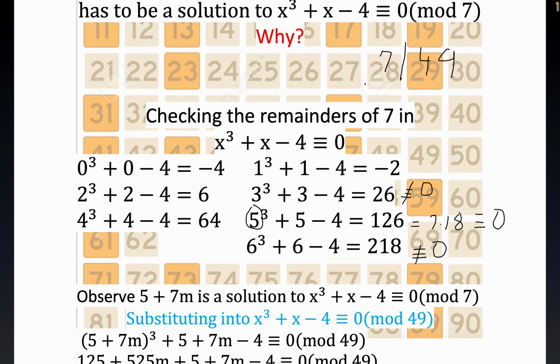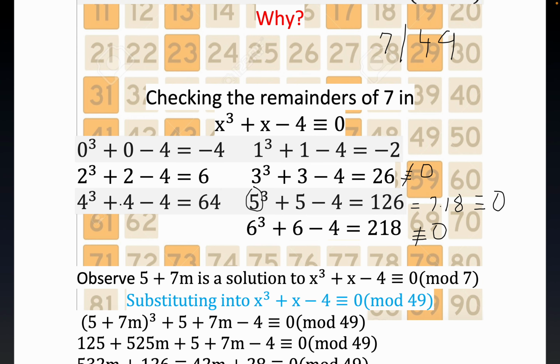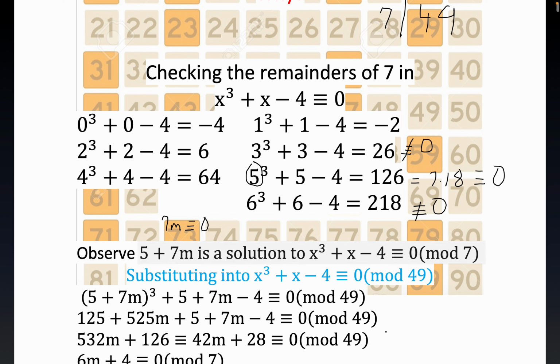What that does for us is give us a springboard, because if 5 is a solution, 5 plus any multiple of 7 is also a solution. That's simply because 7m is congruent to 0 mod 7, where m is just some other integer. So what I do is take this and substitute it into our original equation. Folks, see here, this is our original object we were trying to solve.